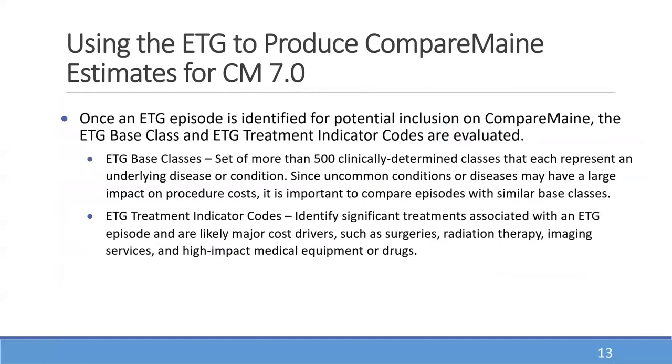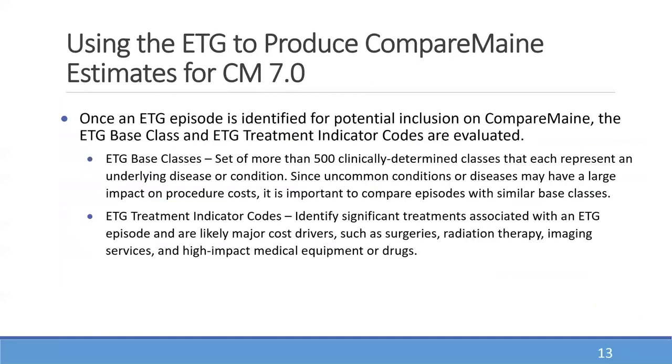So this slide just talks a little more about what the ETG does. What we want to make sure is that the costs we show on CompareMaine are comparable. We realize that different patients come in with different backgrounds and different conditions. And so to ensure comparable cost, each complex procedure has a set of primary and secondary treatment indicator codes. To be included in our cost estimates, an ETG episode must have at least one of the primary treatment indicator codes.